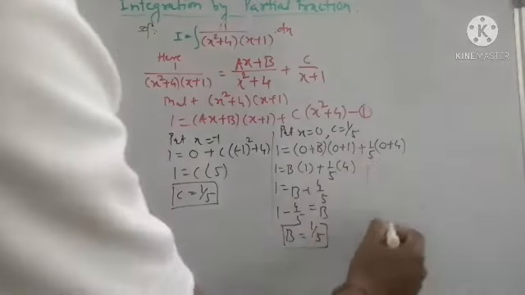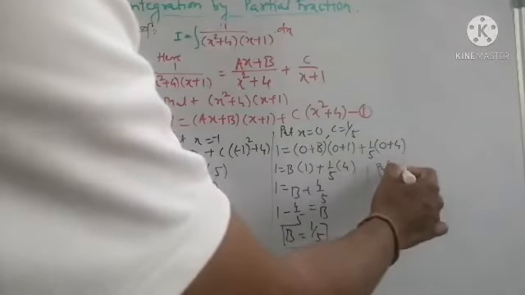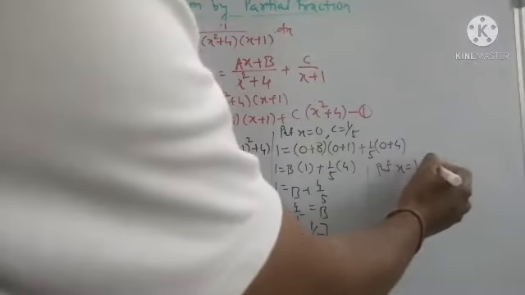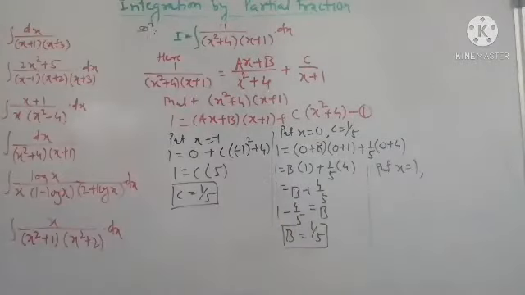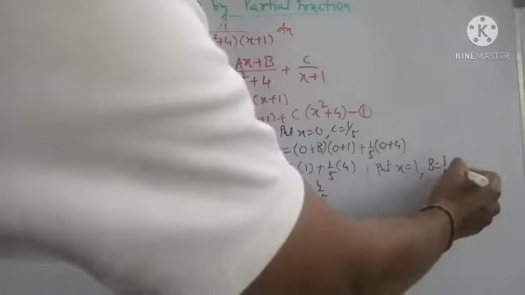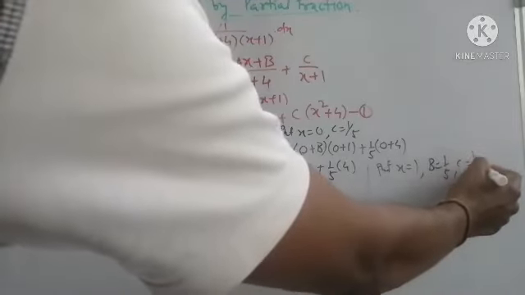Now to evaluate c, we put another value of x. As we have taken x as -1 and 0, now we take x as 1 and use the constants which we have evaluated. That is, the value of b is 1/5 and the value of c is again 1/5.